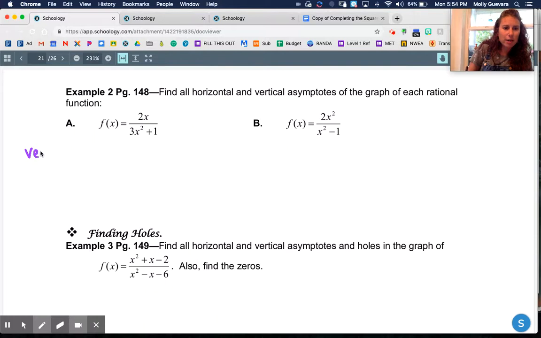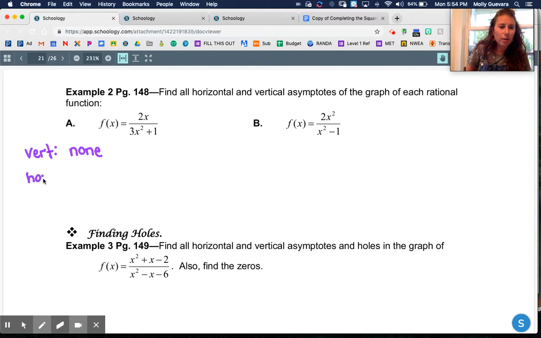So let's look. My vertical asymptotes are anything that make the bottom 0. Well, since I have this x squared, the smallest number I can get out of x squared is 0. I'm never going to get a negative number out. And so the smallest number I can get out is 0, and 3 times 0 is 0. 0 plus 1 is 1. I'm never going to get 0 on the bottom. So because of that, there are no vertical asymptotes in this graph.